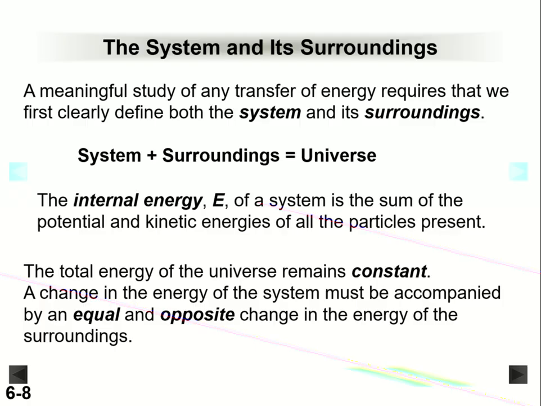The total energy of the universe remains constant, which is another statement of the conservation of energy. A change in energy of the system must be accompanied by an equal and opposite change in the energy of the surroundings. So, like we said before, not only is the system plus the surroundings equal to the universe, the energy of the system plus the energy of the surroundings equals the energy of the universe, which is a constant.